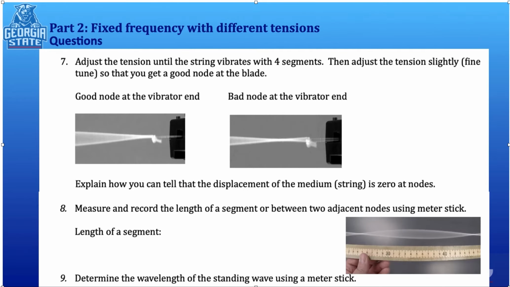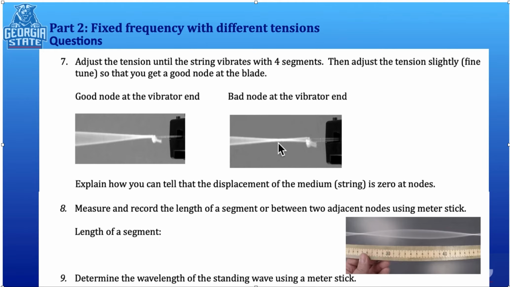Question 7 of part 2, fixed frequency with different tensions. Question 7 is: adjust the tension until the string vibrates with 4 segments. So you have to increase the tension so that the string has 4 segments now. And explain how you can tell the displacement of the medium is 0 at the nodes. From this figure, you know that this is a good node and this is not a good node.